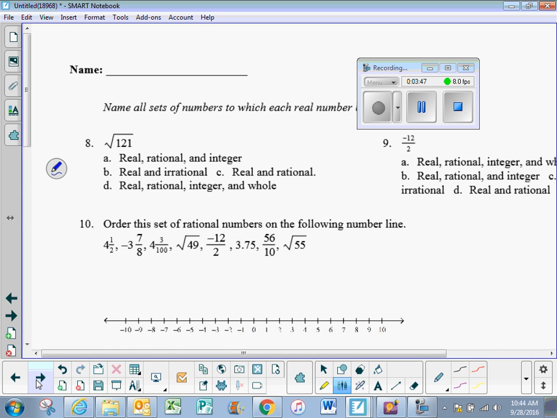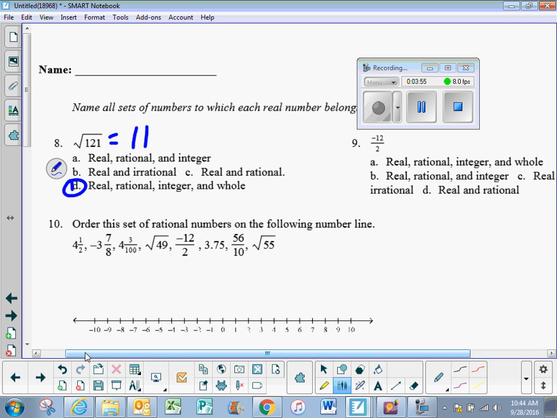What is the square root of 121? 11. 11 is all of these. What is negative 12 over 2 reduced? Negative 6. That's an integer. It's also real and rational. It's not whole. Those should not be difficult. Those should have been gimmies.